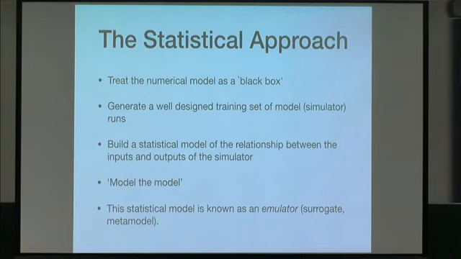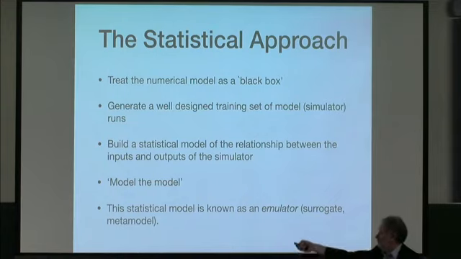So I generate a well-designed training set, and then I build a statistical model of the relationship between the inputs to that model and the outputs of that model. I model the model. And this statistical model is known as an emulator. Some literatures call it a surrogate or a meta-model. They're all the same thing. They're fast statistical approximations to the full numerical code.